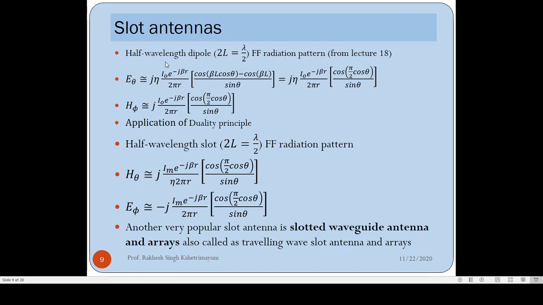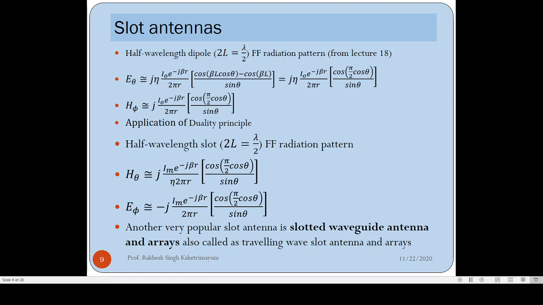Let us consider a half wavelength dipole antenna, and it has a far field radiation pattern expression like this. This relation has already been derived in lecture 18. This portion inside the third bracket will give the radiation pattern. This is almost like a constant. So cos of pi by 2 cos theta divided by sin theta. Similarly, E theta and H phi will also have similar expressions. So we have the far field radiation pattern for a half wavelength dipole.